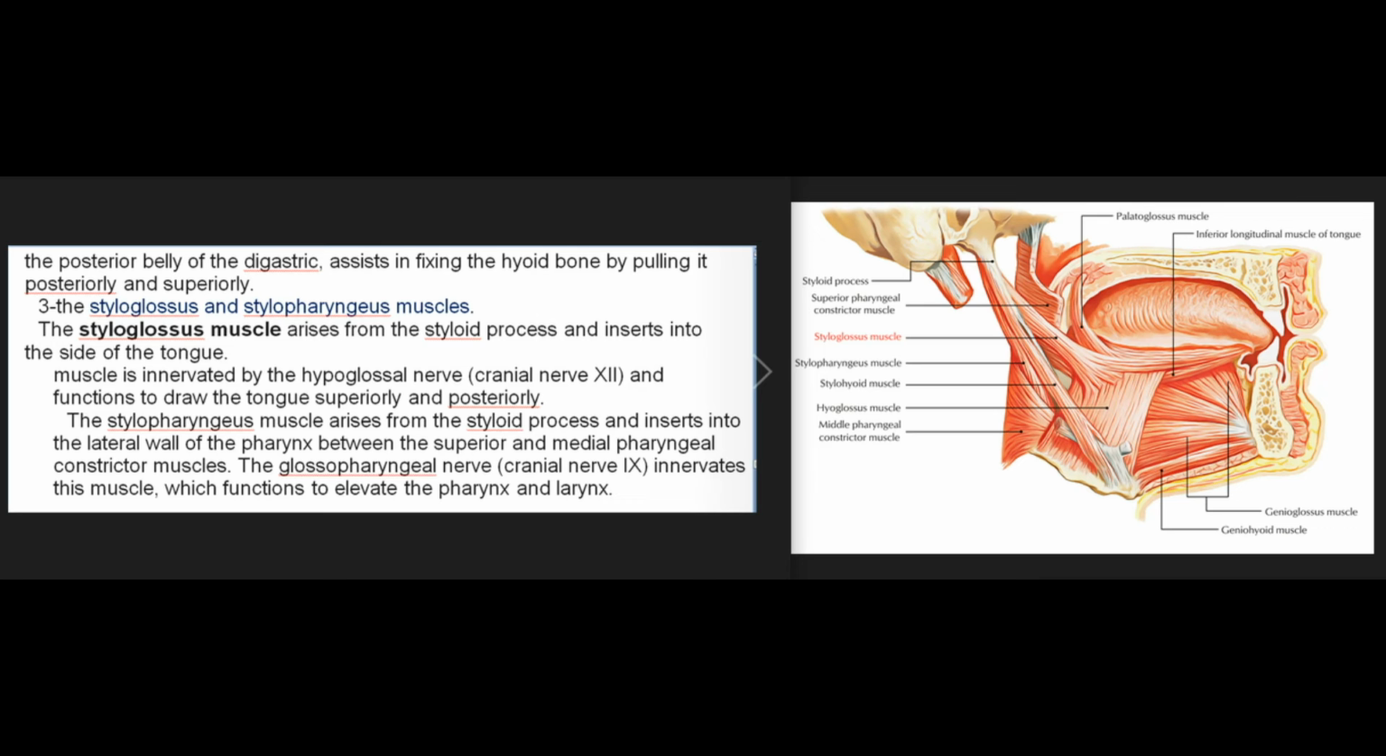3. The styloglossus and stylopharyngeus muscles. The styloglossus muscle arises from the styloid process and inserts into the side of the tongue. The muscle is innervated by the hypoglossal nerve, cranial nerve 12, and functions to draw the tongue superiorly and posteriorly. The stylopharyngeus muscle arises from the styloid process and inserts into the lateral wall of the pharynx between the superior and medial pharyngeal constrictor muscles. The glossopharyngeal nerve, cranial nerve 9, innervates this muscle, which functions to elevate the pharynx and larynx.